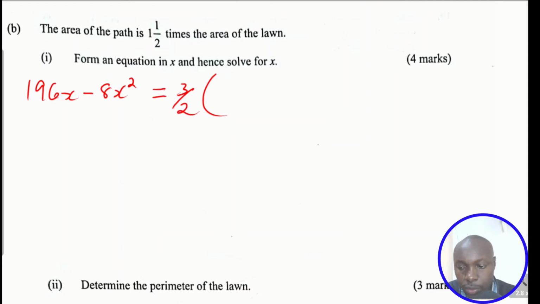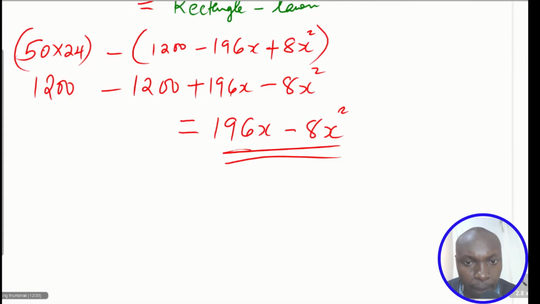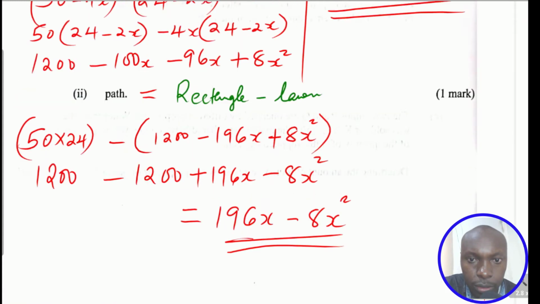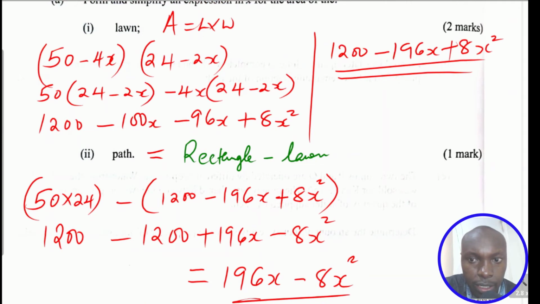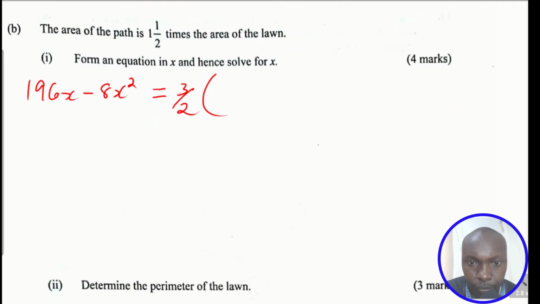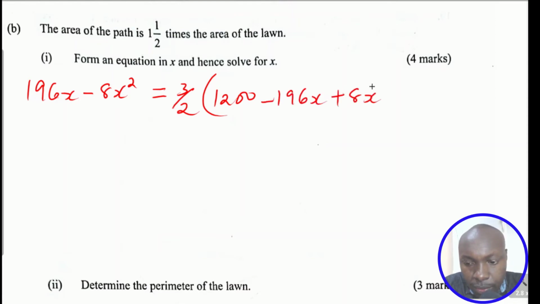we have obtained this one, so we can go to the previous part of the question. You'll see it here. The area of the lawn is here. This is 1200 subtract 196x plus 8x squared. So we just need to replace that. So 3/2, the area of the lawn is 1200 subtract 196x plus 8x squared. So that is how we're supposed to write that equation.